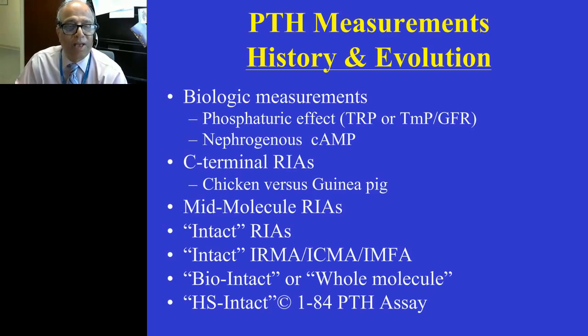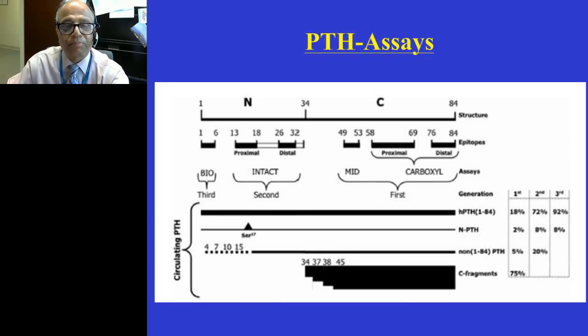Unfortunately, C-terminal assays were not as discriminatory as the current assays. It was later replaced by the mid-molecule RIAs, and I'll show you the figure of how they differ in terms of the epitopes. Then the most recent ones are the intact parathyroid hormone assays. They went through 3 generations: first generation, second generation, now the third generation.